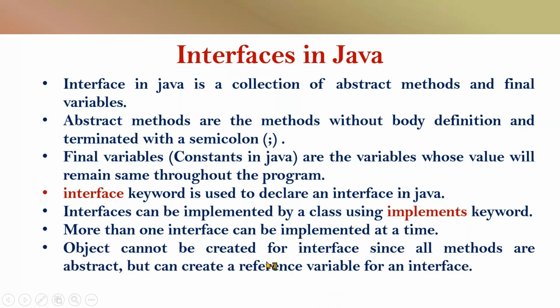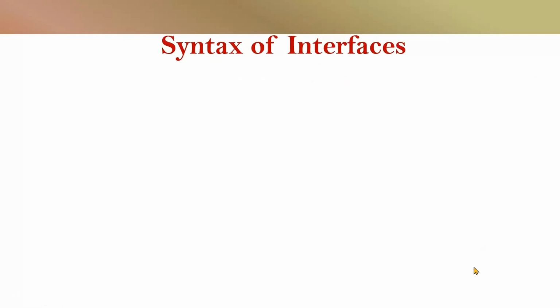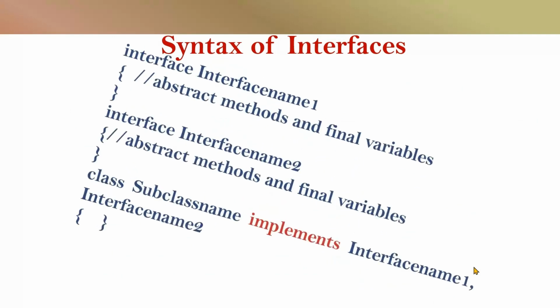Now, an object cannot be created for an interface since all methods are abstract in the interface, but we can create a reference variable for an interface. Because all methods are abstract, there is no body definition for the methods. So we can say that there are no well-defined methods in the interface. That's the reason we cannot create the object, but we can create a reference variable, where the reference variable doesn't hold any memory.